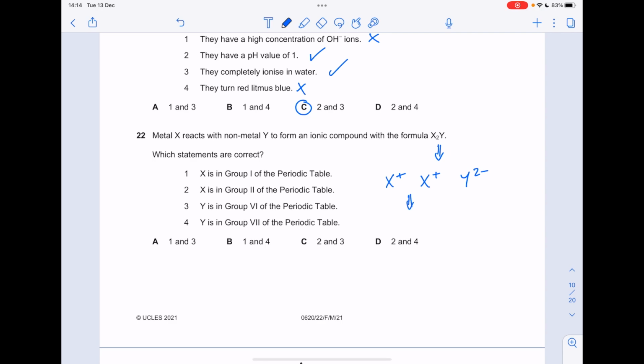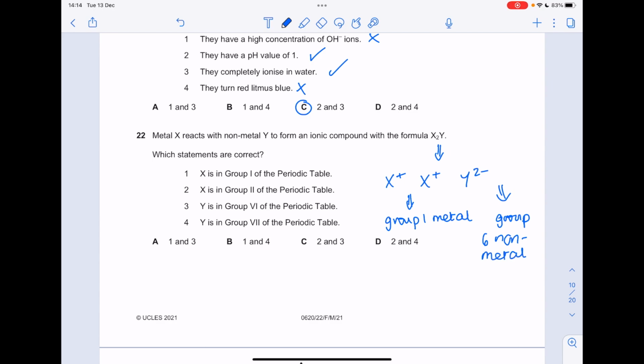Now how do you get an ion with a 1 plus charge? Well, you need a group 1 metal because it loses 1 electron to get a full outer shell. And to have a Y 2 minus ion, you need a group 6 non-metal because they're gaining 2 electrons to have a full outer shell.